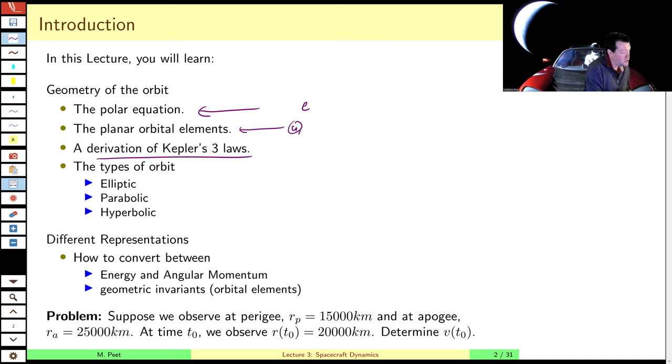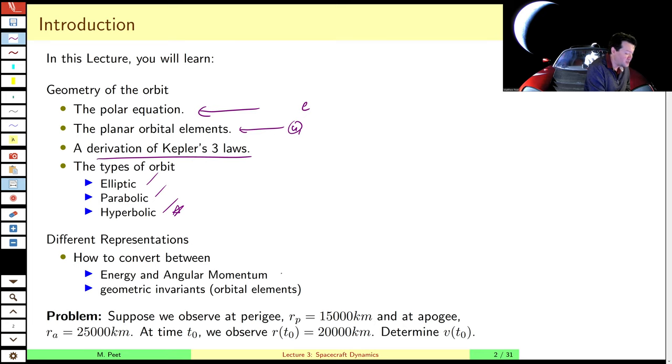Now, most of the relationships that we'll talk about apply to all three types of orbits: the elliptic, the parabolic, which doesn't really exist, there's no such thing as a truly parabolic orbit, and the hyperbolic orbit. And I'll try and highlight when these equations apply to each of these cases. There are certain equations which don't apply to the hyperbolic case, so you have to be a little bit careful on that. But I will highlight those when we go through them.